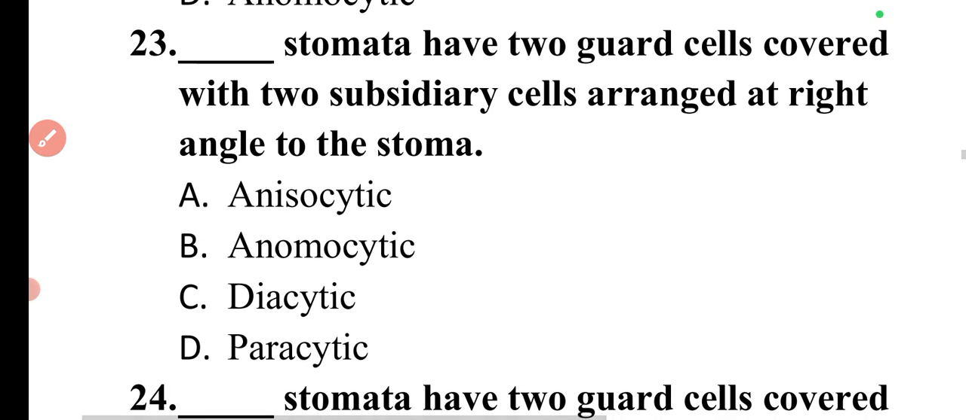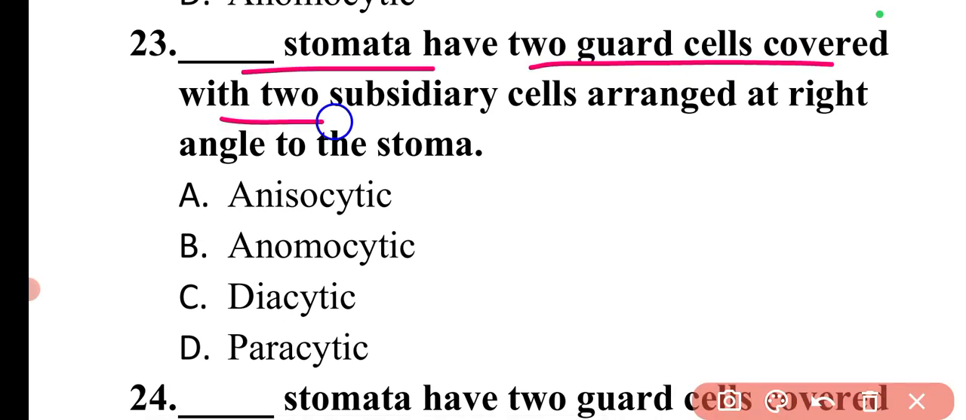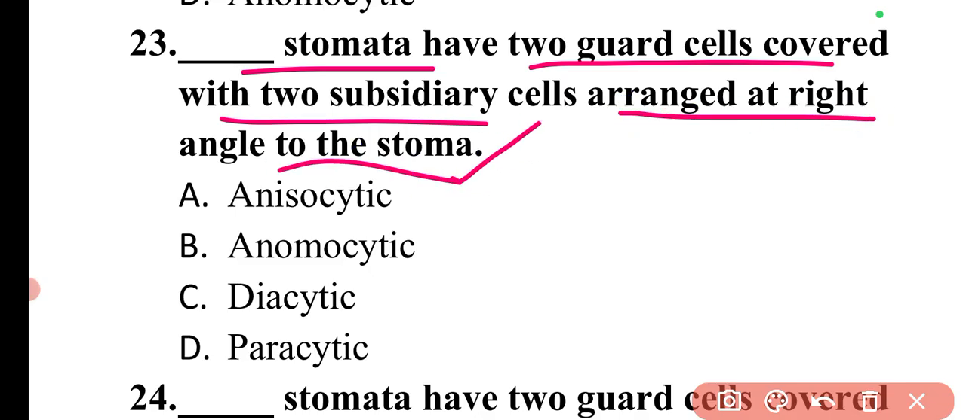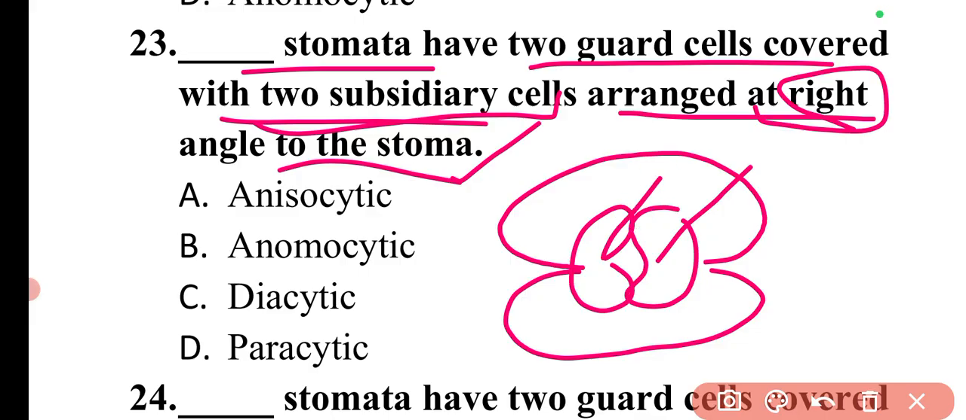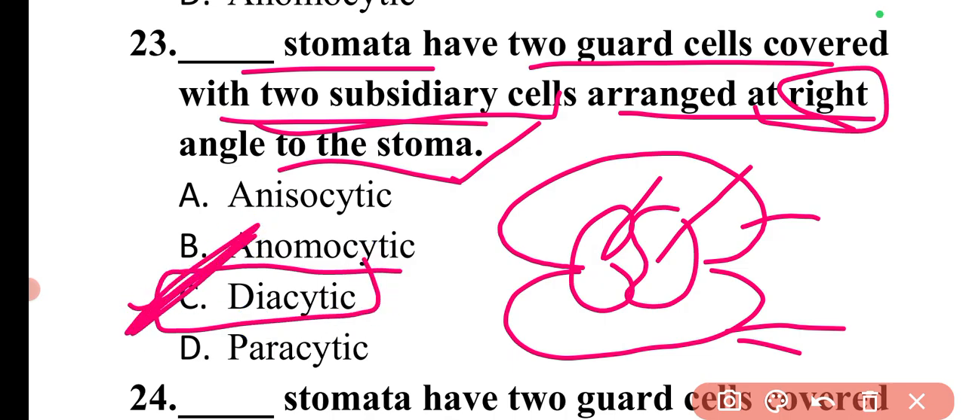Next question is, dash stomata have two guard cells covered with two subsidiary cells arranged at right angle to the stoma. So now a similar condition is there. There are two guard cells and two subsidiary cells, but these are arranged at right angles, in this way. These are the guard cells, and the outer portions are the subsidiary cells. These type of stomata are known as diacytic stomata. So here option C will be the correct answer.